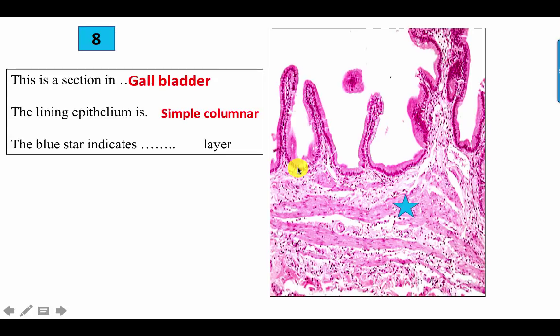The blue star indicates the musculosa, smooth muscle fibers in different directions, forming the musculosa layer of the gallbladder, as we don't have muscularis mucosa or a submucosa.